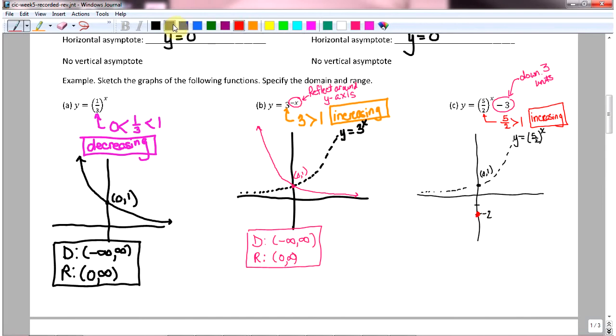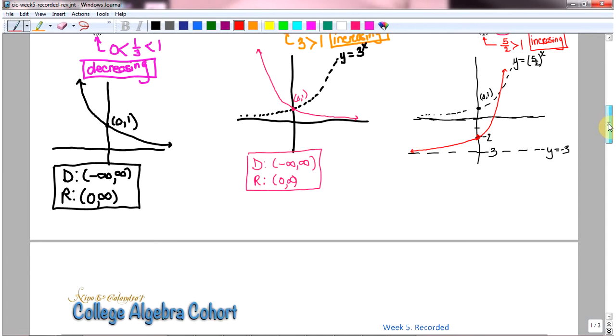Also, we started off with a horizontal asymptote at y equals 0. Well, if we move y equals 0 down 3 units, that's going to take us down to y is equal to negative 3. Okay, and that's enough for us to get a sketch of our graph. So it's still increasing. All we did was move it down 3 units, and that would be a rough sketch of this graph.